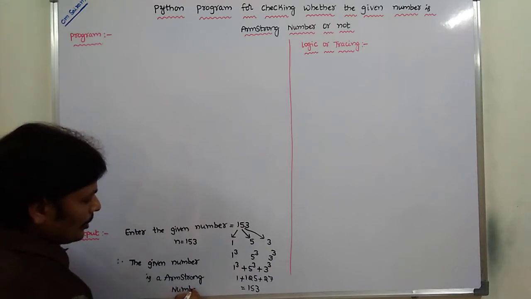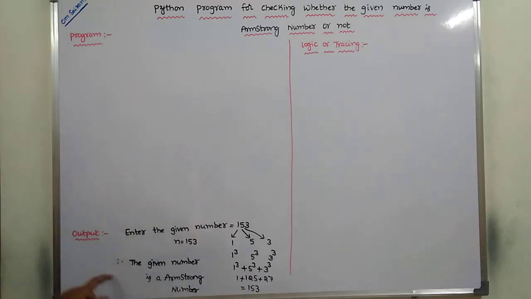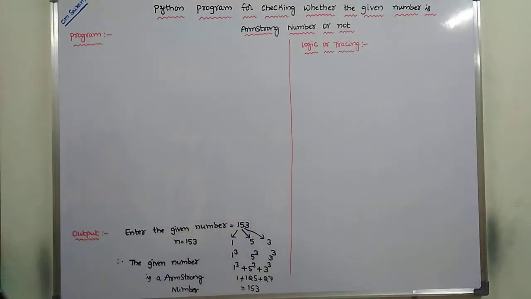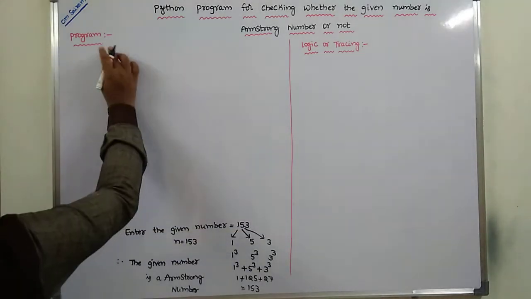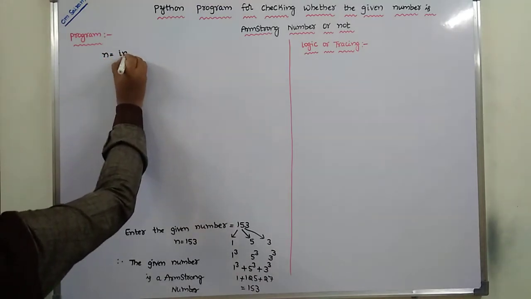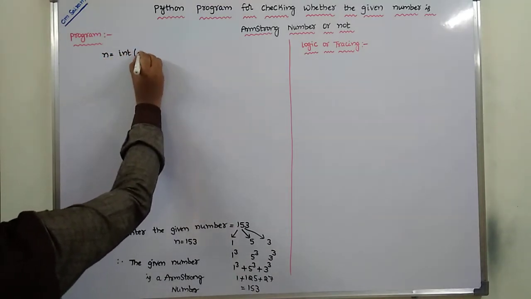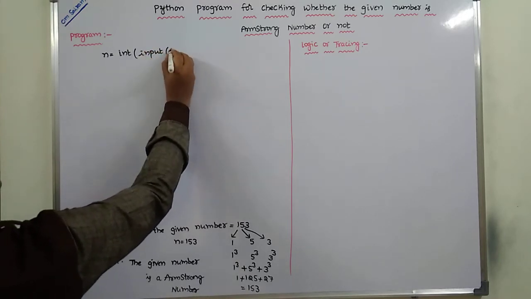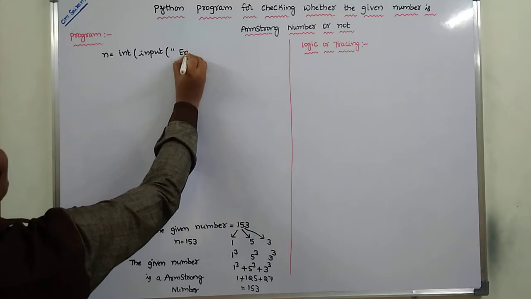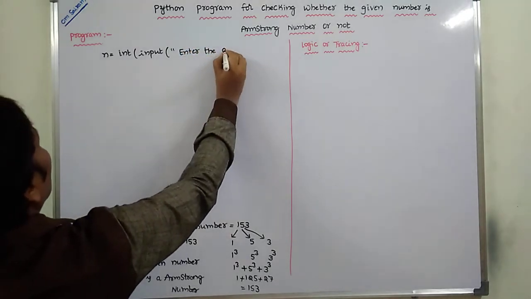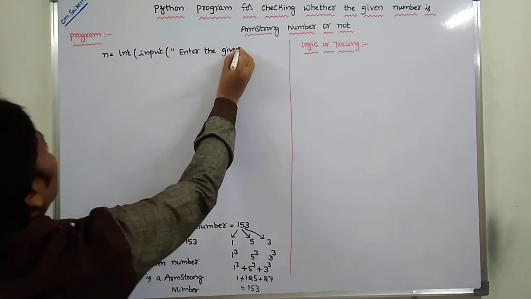Okay. So according to the output, I am writing the given program. After that, I am giving the tracing. Okay. So n is equal to int of input of "Enter the given number".